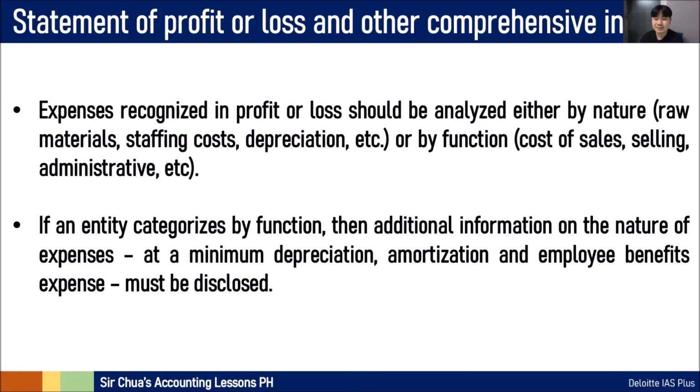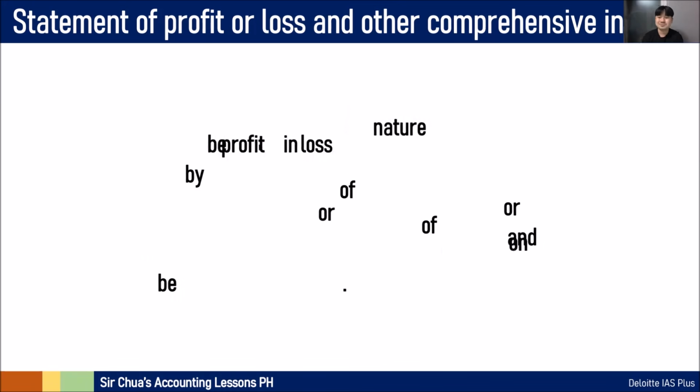Pero ang sabi ng standard, if an entity recognizes by function, then you have to disclose and provide additional information on the nature of those expenses. Okay? So kapag naka-functional presentation, you have to present the nature din naman as a disclosure. So magbibigay ka ng further explanation.